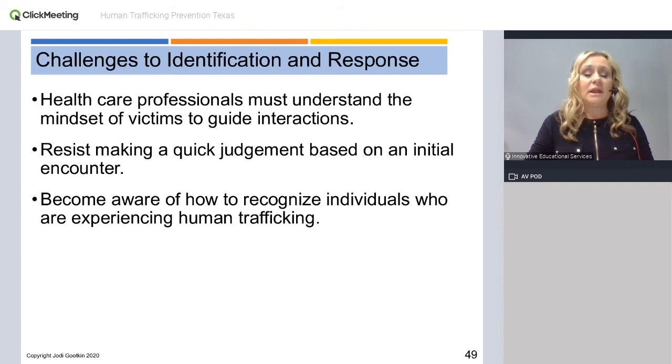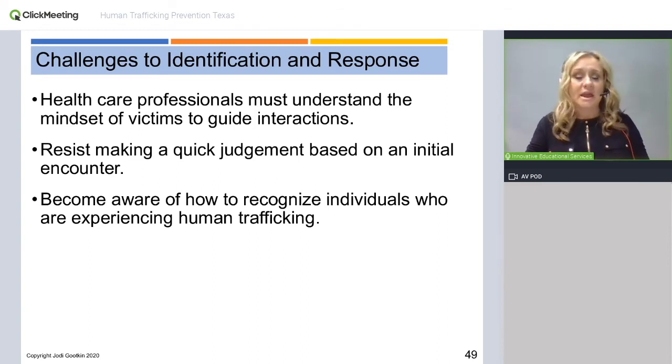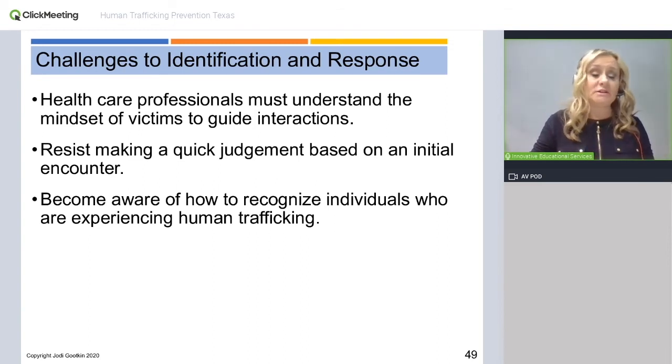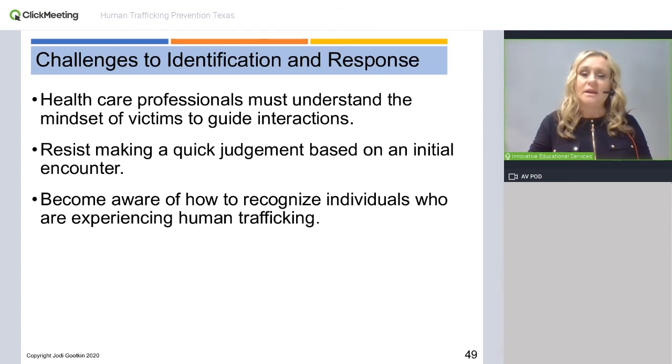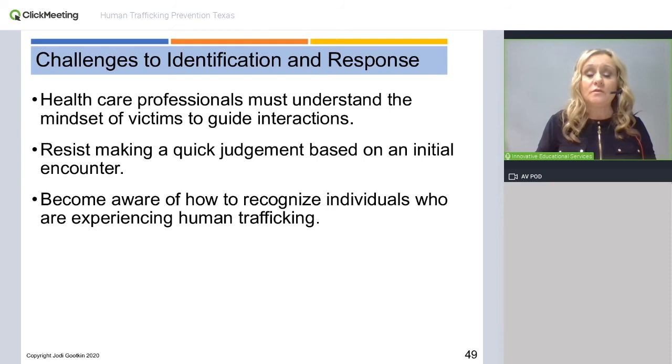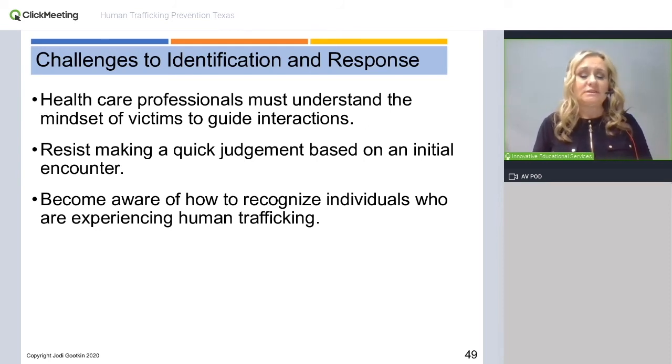They are not likely to ask for help. They don't reach out. They've been coached on what to say and how to carry themselves, and they're afraid not to do that or feel like they have no other choice. We need to resist making a quick judgment because of that, and really pay attention and put all the pieces together. Building trust over time allows the individual to feel more comfortable sharing information about their experiences with us as clinicians so that we can gather the whole story.